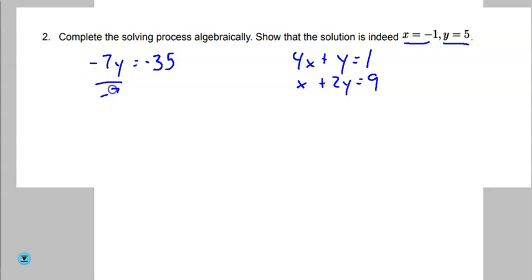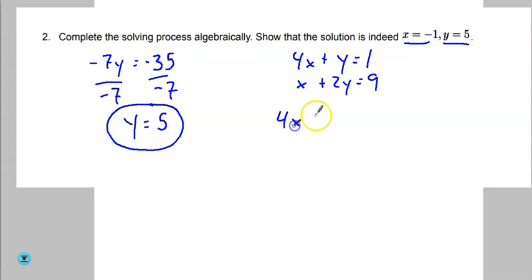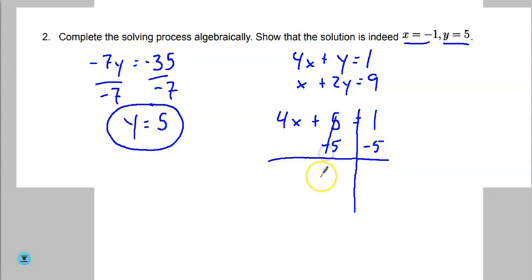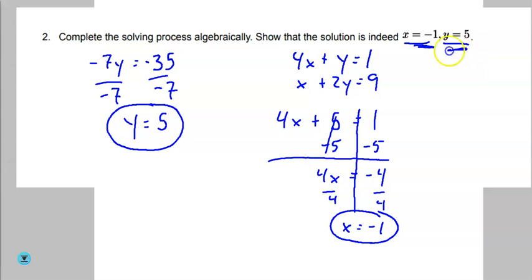So if you tried it, you should have divided by -7 so that you got y equals 5. Then that 5 has to substitute back into one of these. I'm just going to do the top one, which is 4x plus y, which is 5, equals 1. And then solve that one. Subtract 5, subtract 5. 4x equals -4. 1 minus 5, -4. Divide by 4. x will equal -1. There you have both of them.